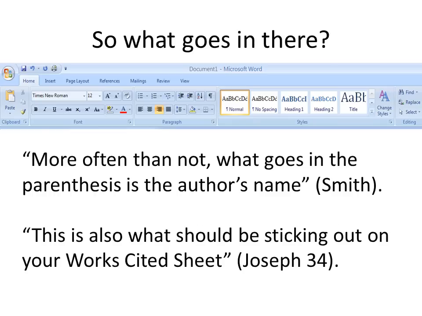So what goes in the citation? More often than not, what goes in the parentheses is the author's name, as you can see here with Smith. This is usually what's sticking out on your works cited because you've indented the second, third, or fourth lines of your works cited page. The name or the last name is usually what sticks out. Another thing to remember though is if you're using a print source, you want to also add the page number.